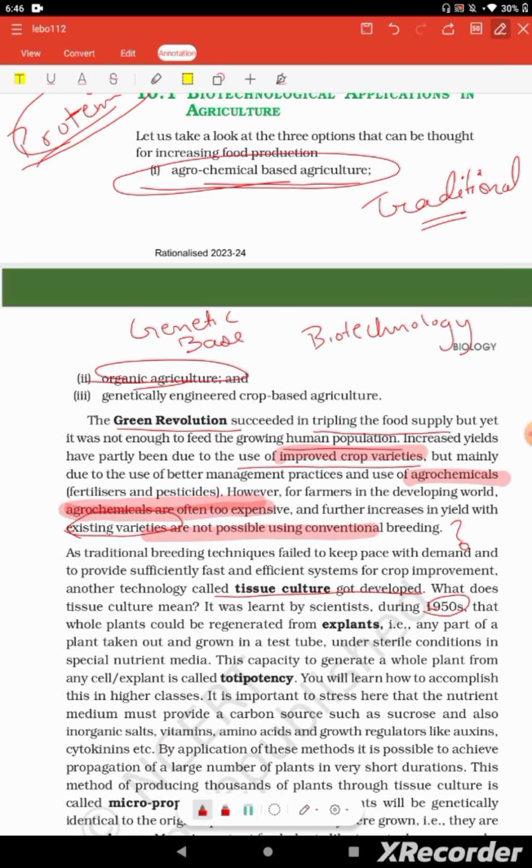Now, what is this thing? We have studied the traditional breeding techniques, the hybridization technique, in which we are hybridizing or fertilizing the desired pollen and the ova of the plant in certain conditions, in field conditions only, but that is also not too successful in getting the desired plant. So for the replacement of that, we have started with tissue culture.